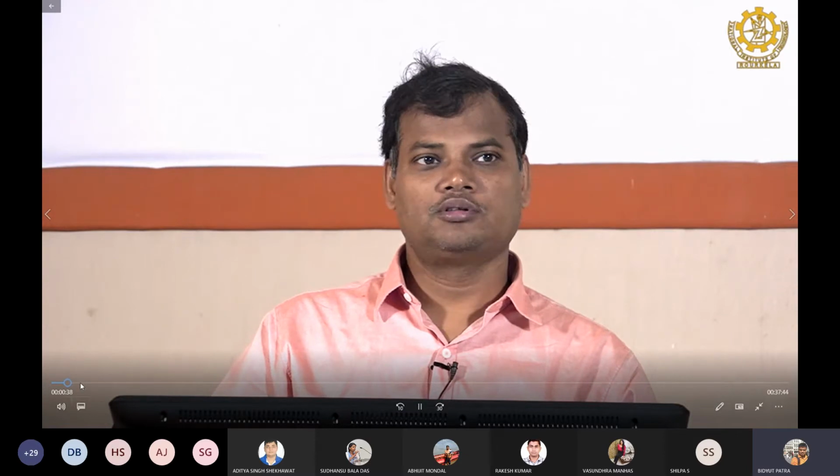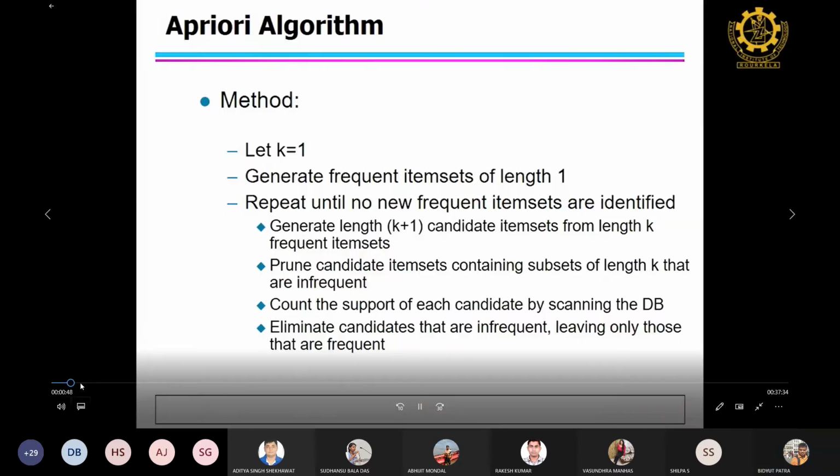So now we just see the algorithm. First, let k equal to 1 and generate the frequent item sets of length 1. That means you first find which items are frequent. So find all the frequent item sets.